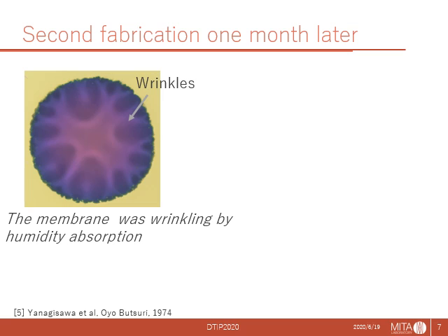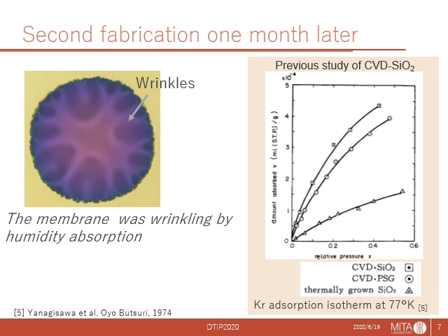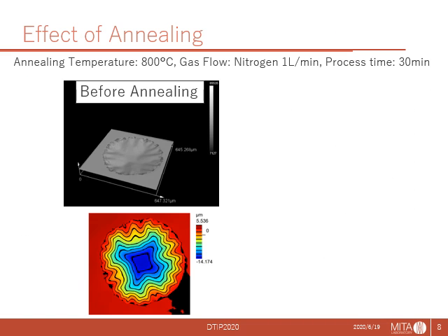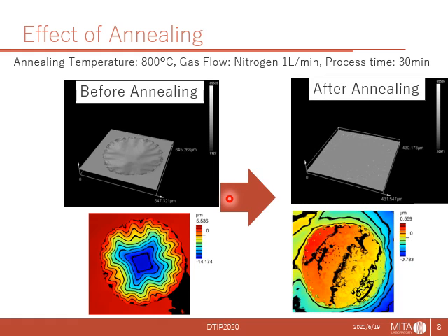It means not only deep RIE, but also finishing with TMAH wet etching. Then we noticed from a research paper that CVD silicon dioxide does absorb humidity and thereby elongates the membrane. So we put the chip into annealing. Annealing temperature was 800 centigrade in nitrogen gas for 30 minutes. These are observation results by laser confocal microscope before annealing and after annealing. The annealing did work for this wrinkling membrane, bringing it back to flat.